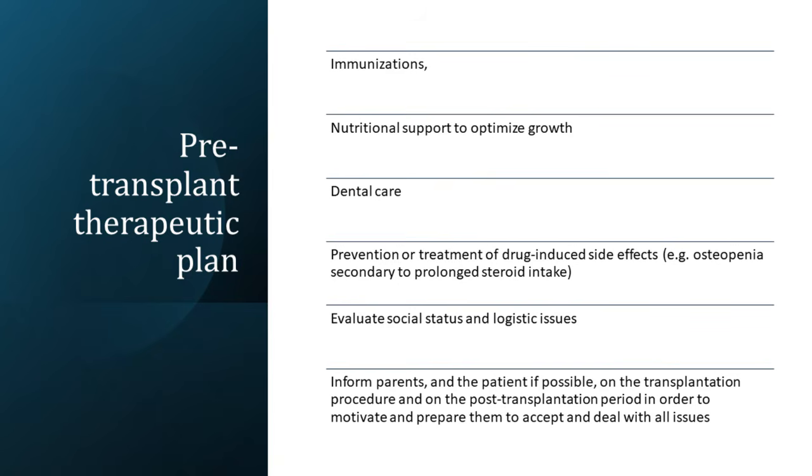A lot of these patients are sarcopenic and osteopenic. Quite a few have fractures before transplant, so make sure that is taken care of. Make sure their social status, logistical issues you have taken care of. They should not run out of money, have a nervous breakdown because of that. And make sure parents understand what is transplant. If the child is old enough, he understands what is transplant. Motivate them. They need to carry on and prepare them to deal with all possible issues.